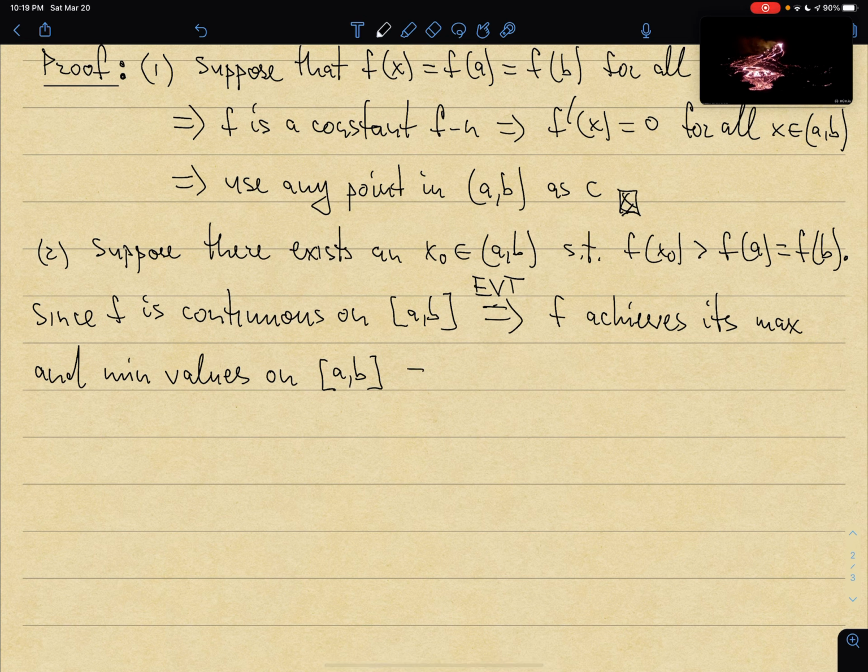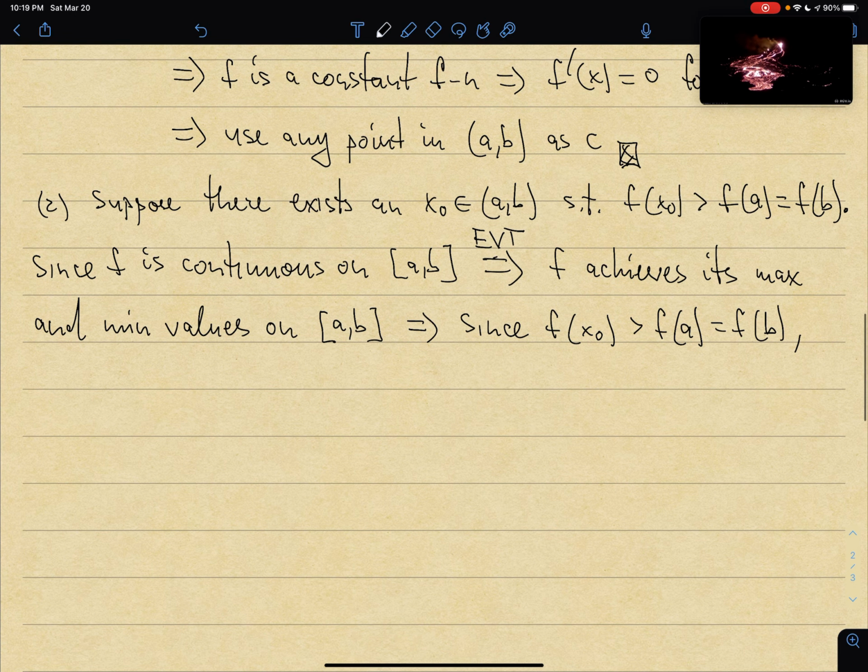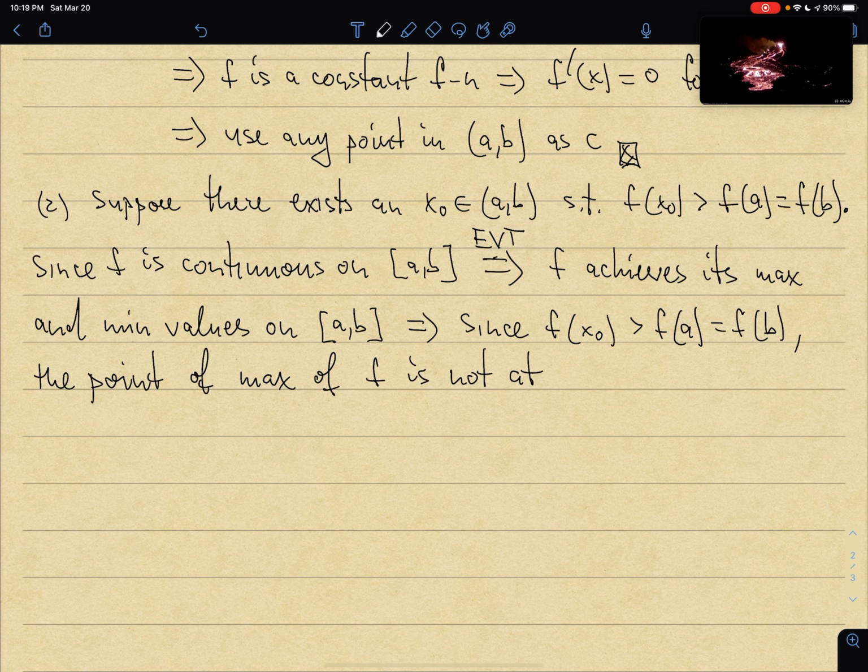I can also conclude that since f of x0 is bigger than f of a and f of b, the point of maximum of my function f is not at one of the endpoints. Right, this should be a clear statement because the value of the function at the endpoints is smaller than f of x0. So that means that the maximum should be some point inside AB.